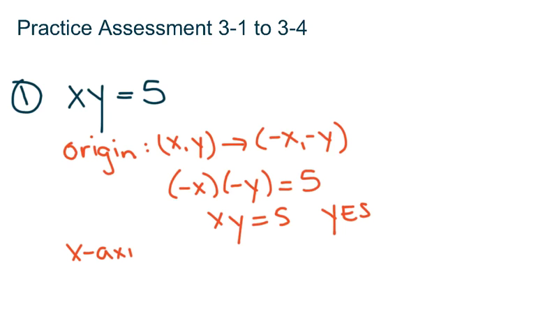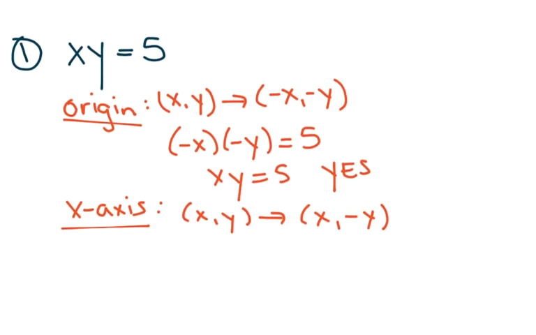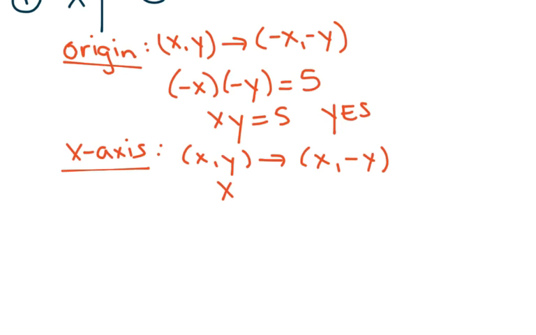To check symmetry over the x-axis, you replace just y with negative y. Well, when I do that, I get x times negative y equals 5. A positive times a negative is a negative. This is not the same equation I started with, so it's not symmetric over the x-axis.